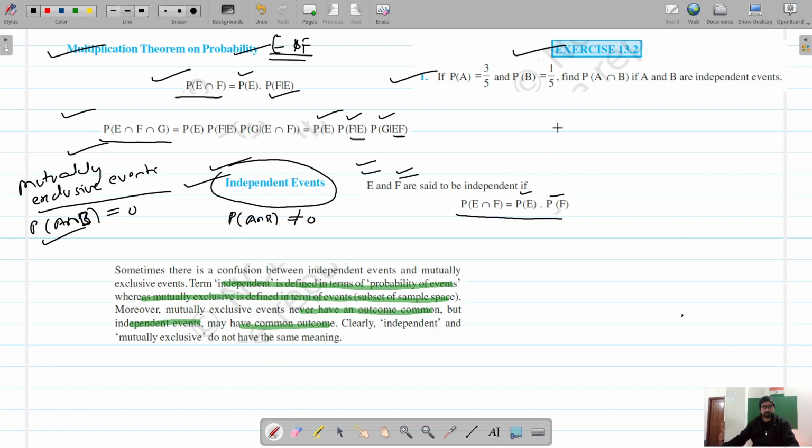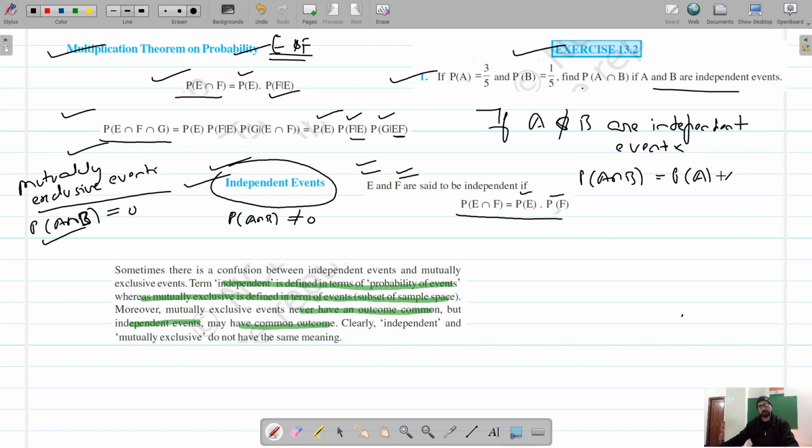Let's try to solve question number one, where it is said that A and B are independent events. If A and B are independent events, then the probability of A intersection B should be equal to the probability of A into the probability of B. So the probability of A intersection B should be equal to the probability of A, that is 3 by 5, into the probability of B, 1 by 5. So our answer is 3 by 25. That is the answer for question number one of exercise 13.2.